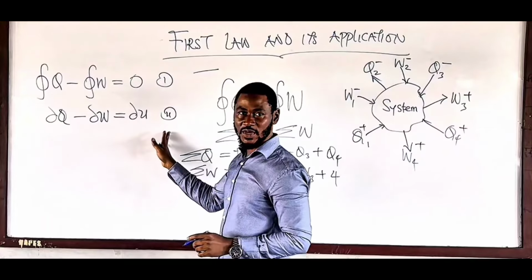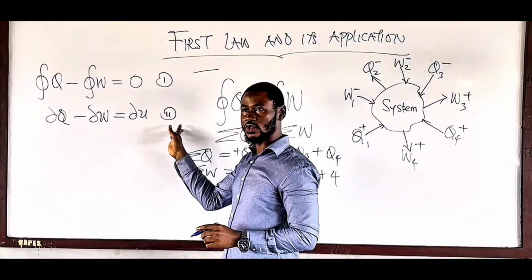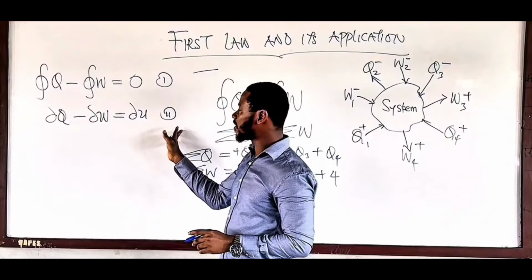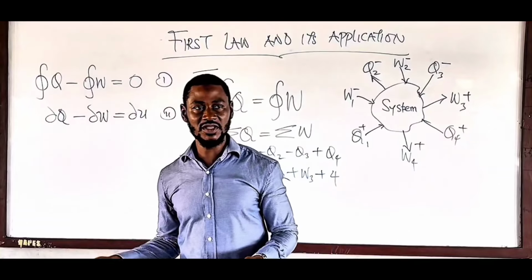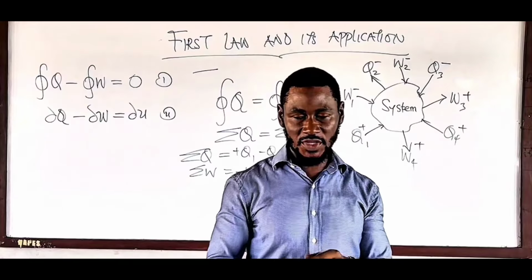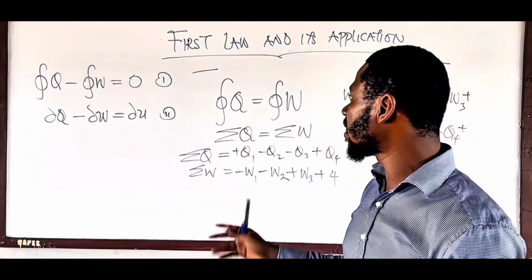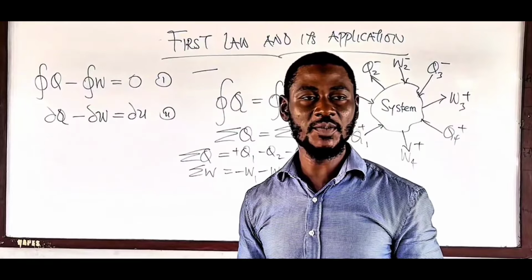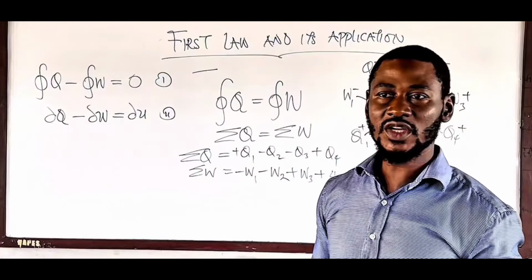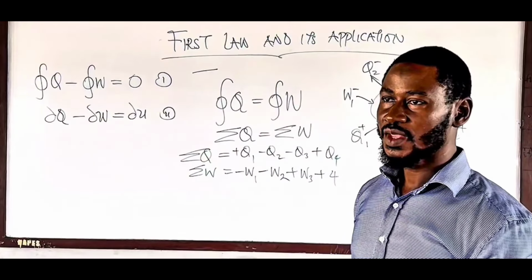It can also be expressed in equation 2 the way we have presented it on the board, where Q is the change in heat, W is the work, as well as U, which is what? The change in internal energy of the system. Now the next thing that we are going to be looking at is enthalpy.